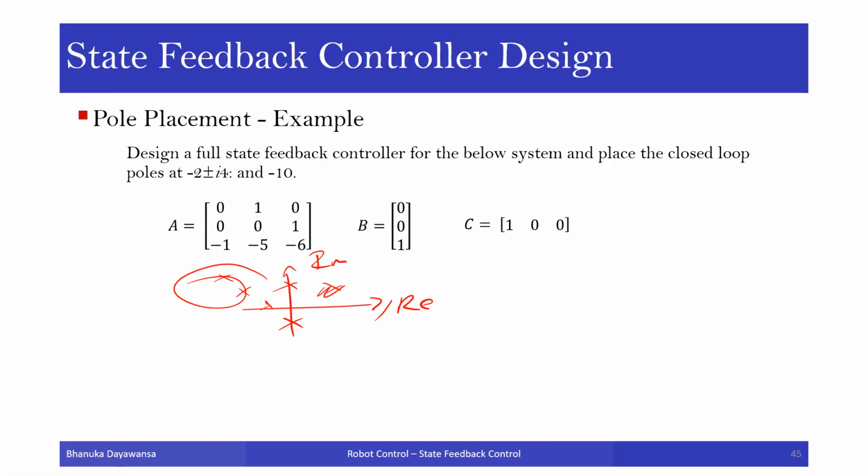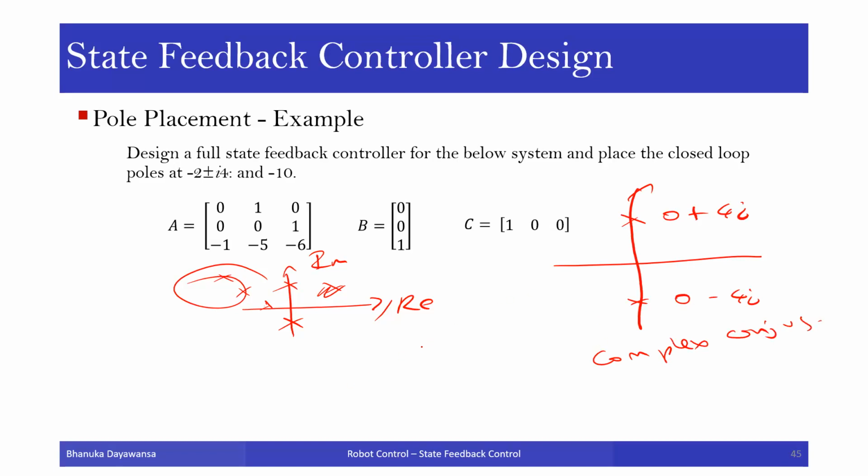Now they're asking us to design a full state feedback controller for the below system and place the closed loop poles at this particular point. These are conjugates, as in imaginary conjugates, right? Basically, if you have the imaginary axis like this, there's one here, 0 plus 4i, and this is 0 minus 4i. These are complex conjugates.